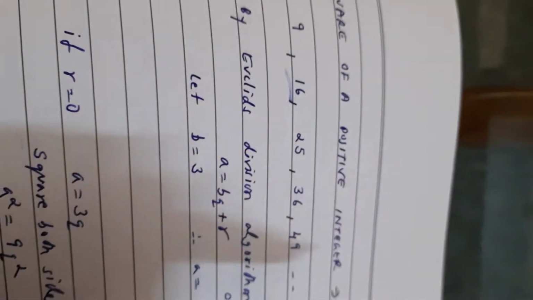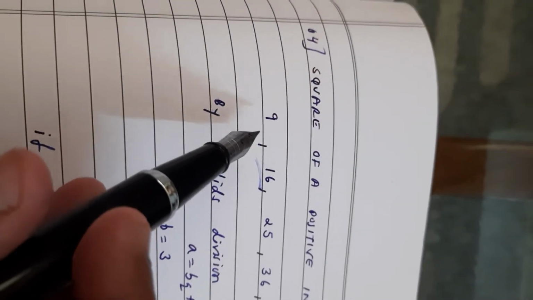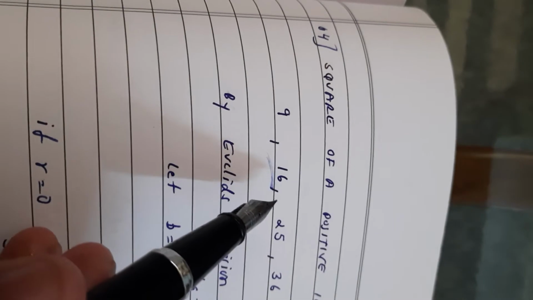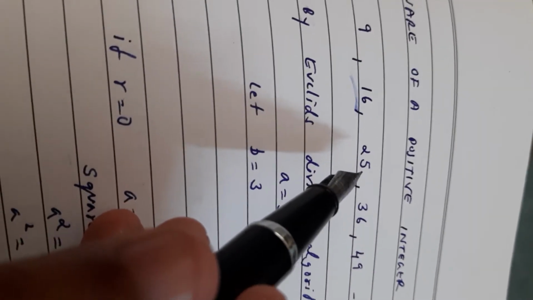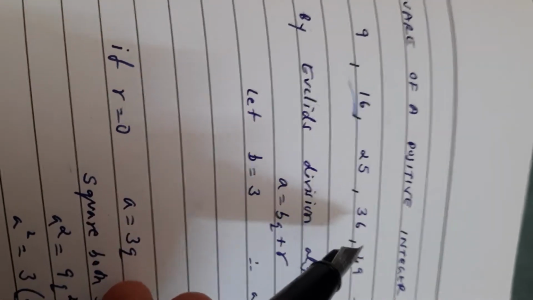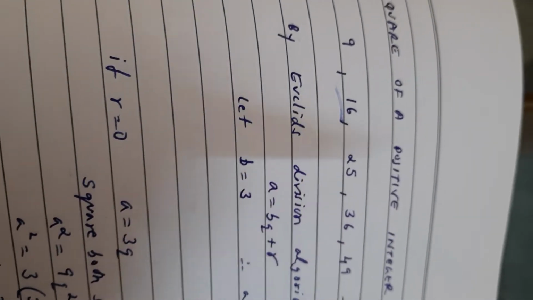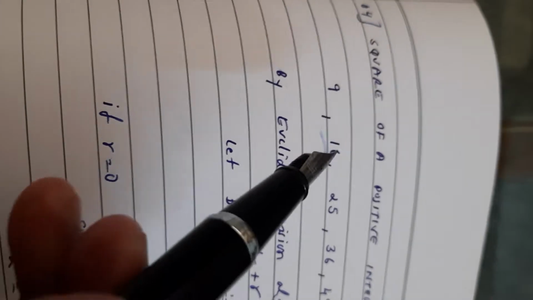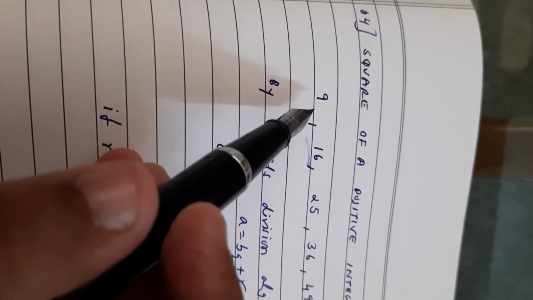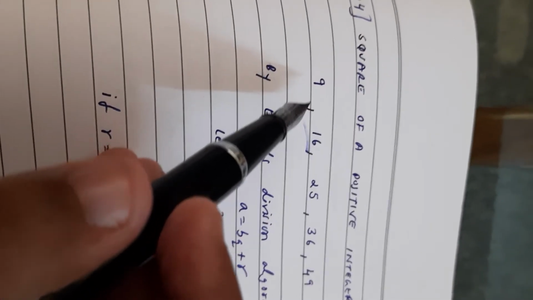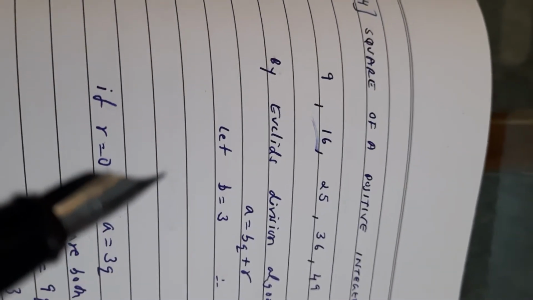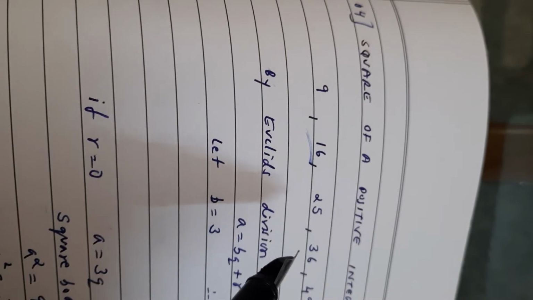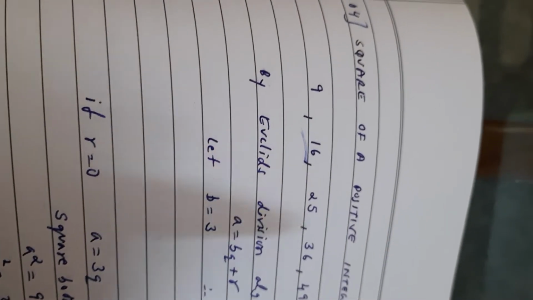So, square of a positive integer. Now we know that these are all squares of numbers. 9 is the square of 3, 16 is the square of 4, 5 square is 25, 6 square is 36, 7 square is 49, and so on. Now if you look at 9, it is a multiple of 3. But 16 is not a multiple of 3, but it can be written as 3m plus 1. That means 3 fives are 15, 15 plus 1 is 16.